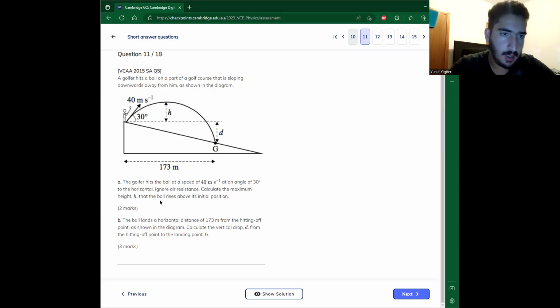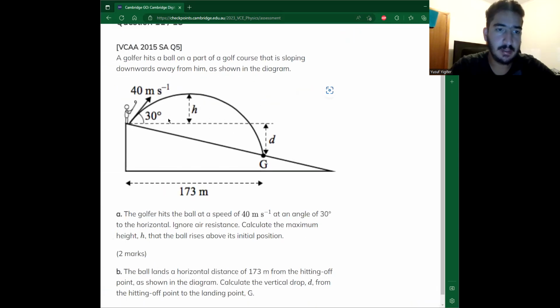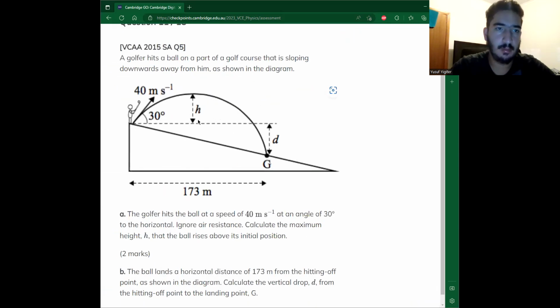Calculate the maximum height, h, the ball rises above its initial. H is the maximum distance that it can reach before going down due to gravity. Now we know that at the turning point, Vy equals 0. So we're going to use Vy, because that's the vertical component, and H is distance is horizontal, vertical. Sorry. All right, so let's do this.